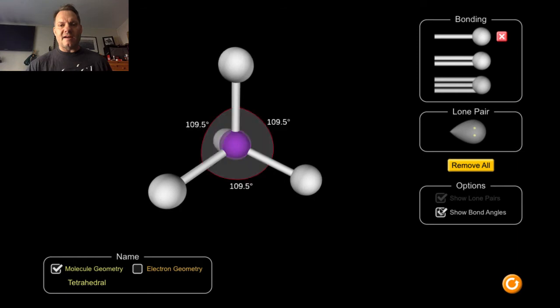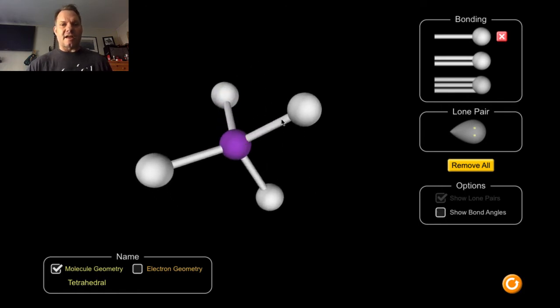The bond angle here is actually 109.5. A very fun geometric proof to go through. I'll be glad to go over it with you sometime if you'd like. But that's our tetrahedral shape.